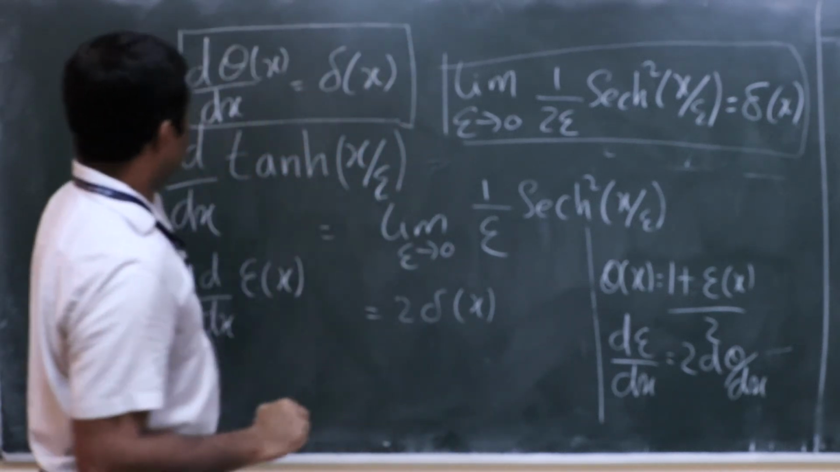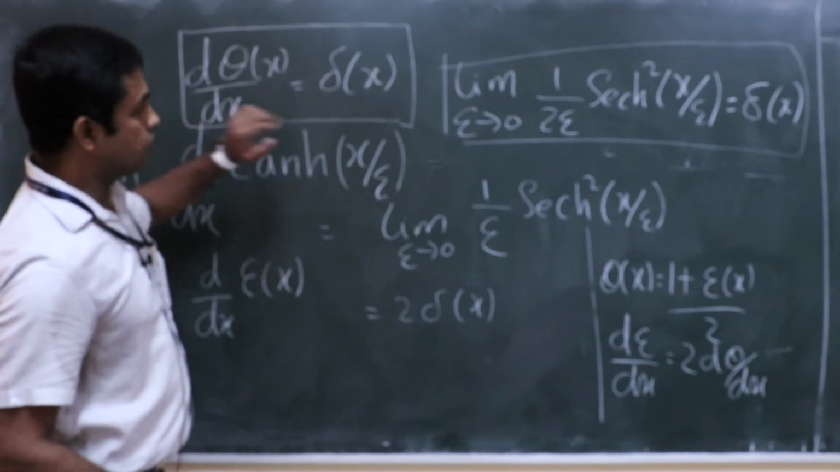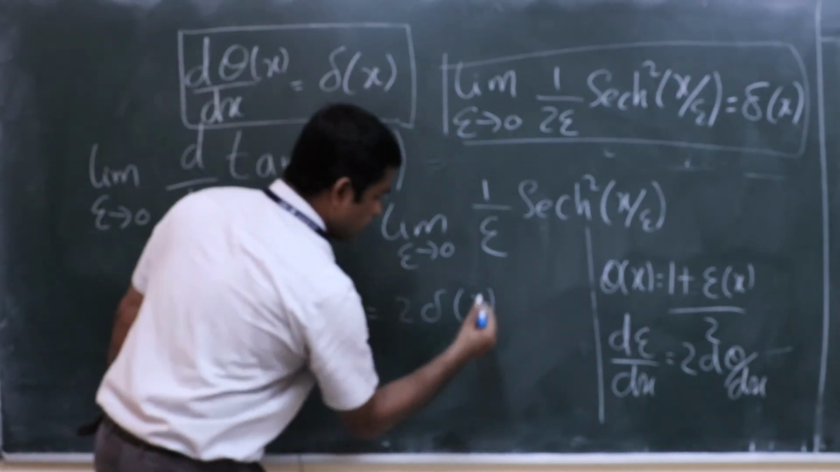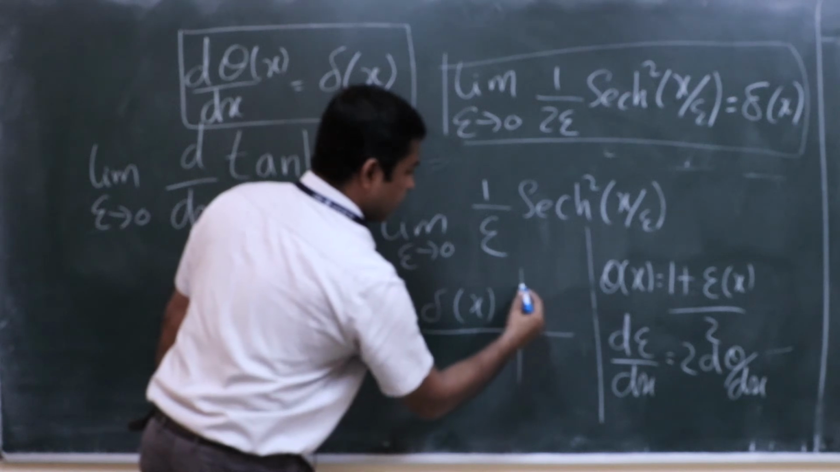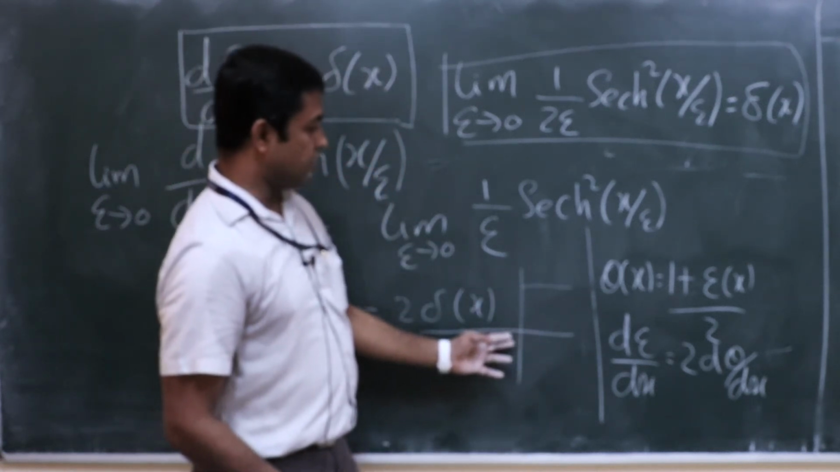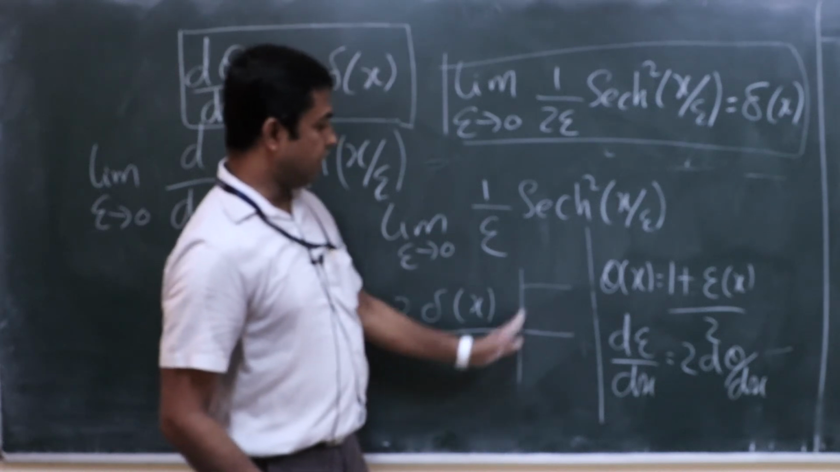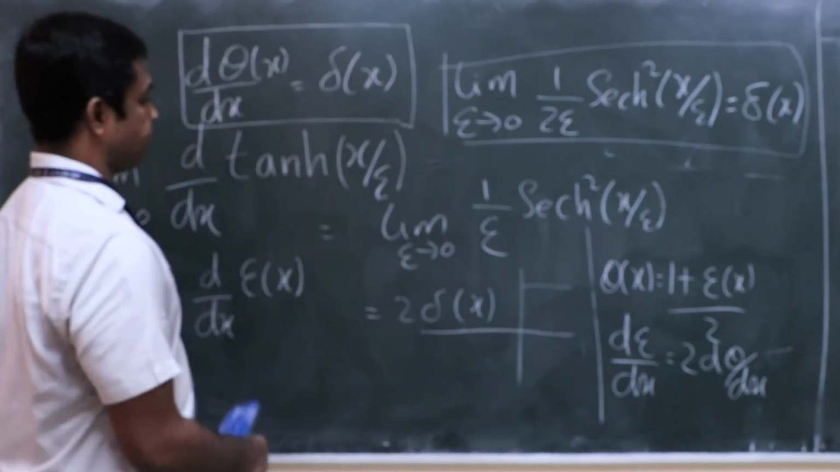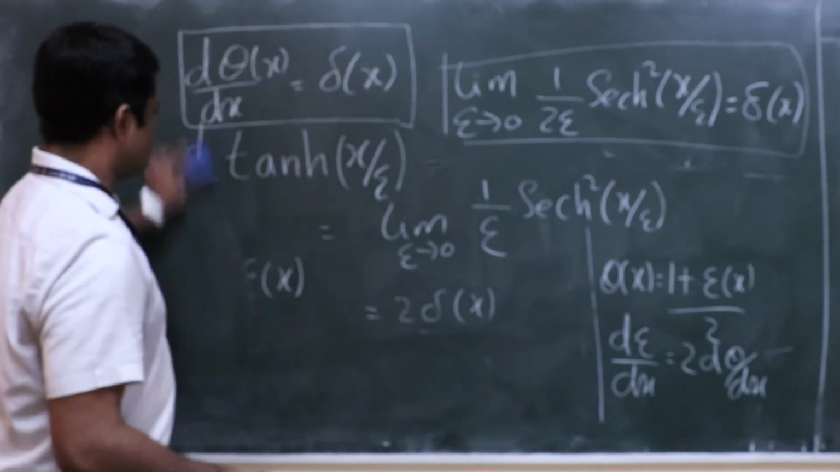When you take the derivative of the theta function, that is very clear, because the theta function is 0 up to here and then 1, okay? So when you take the derivative of this, obviously all other places it will be 0, and here it goes to a very high value. Any questions so far?